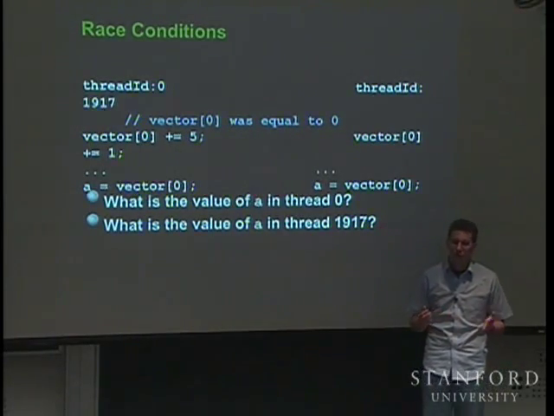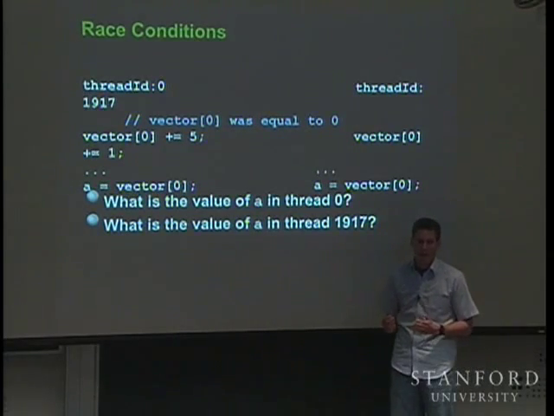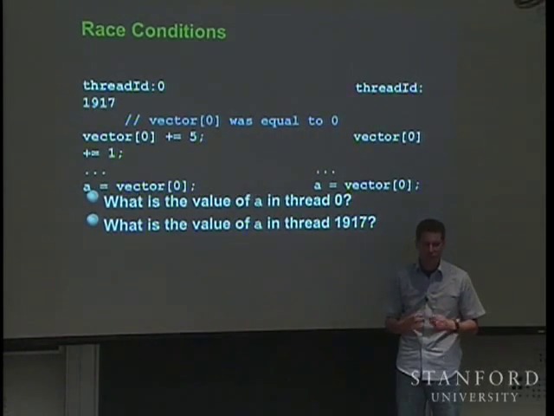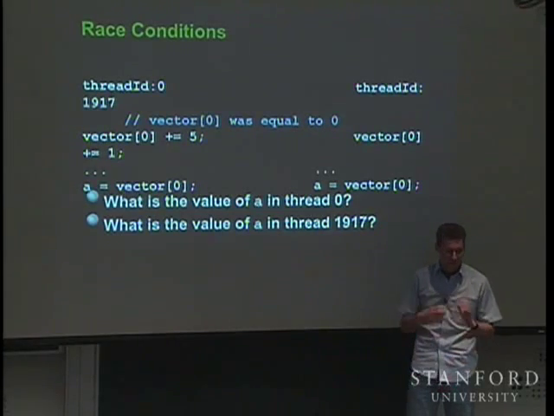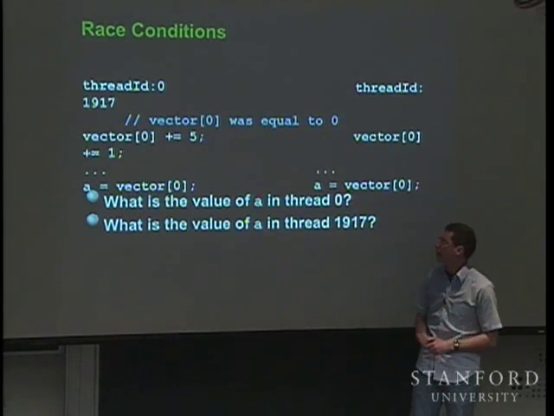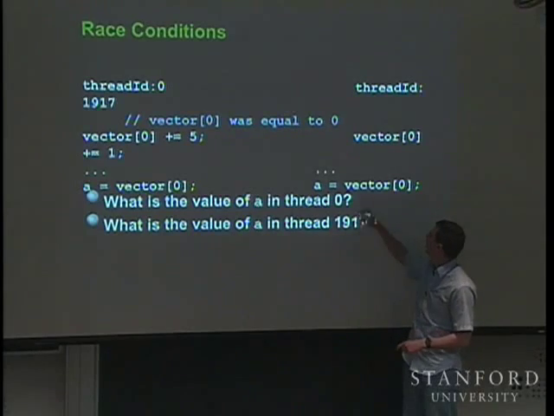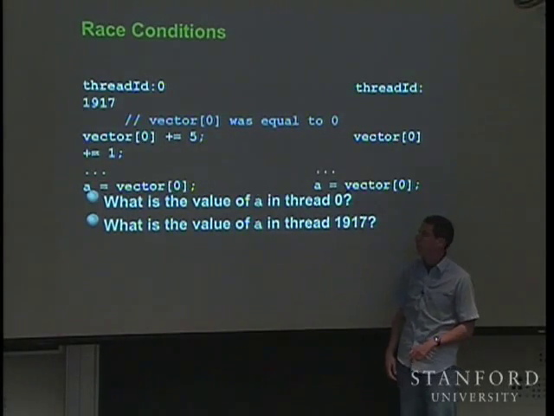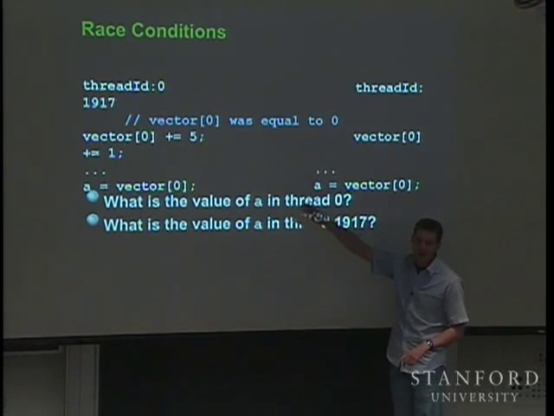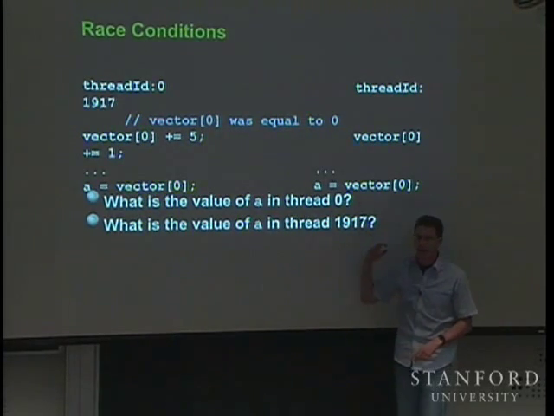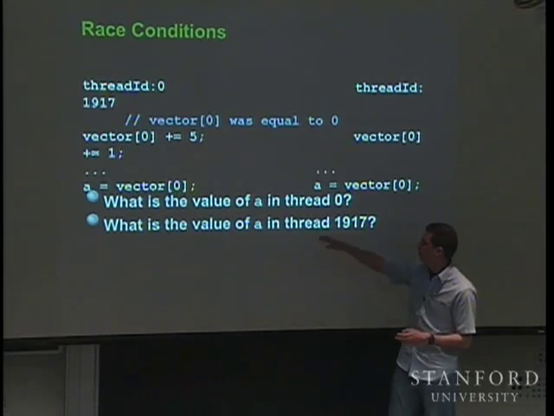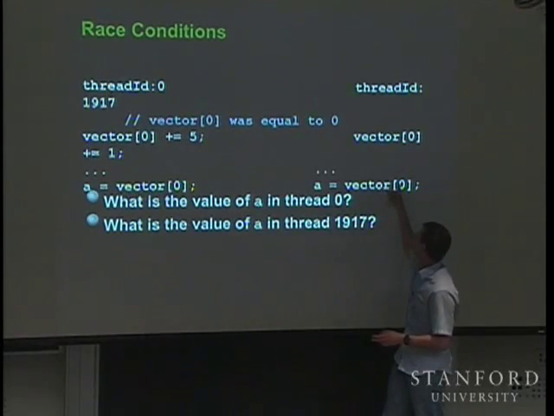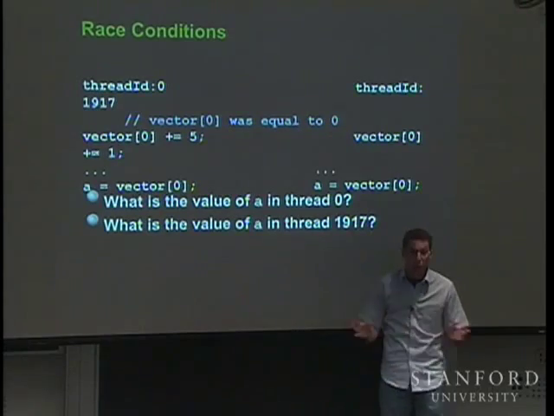You have no clue, and you can't predict which one will win, and it will probably change from run to run. It's just completely based on what is exactly happening in the chip at that point. So instead of getting 6 in the end, if you wanted to have both execute serially, you'll get either 5 or 1. You will not get 6. Because the writes are of 5 and of 1. So your sum will be wrong.